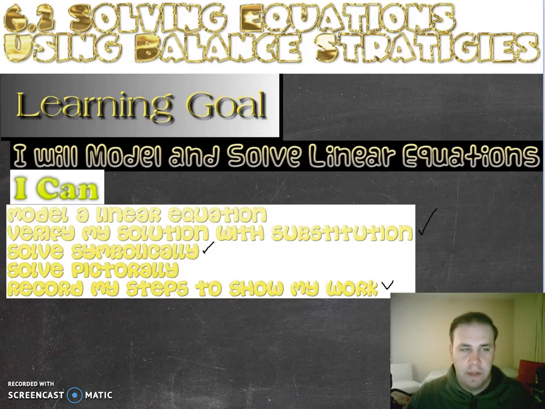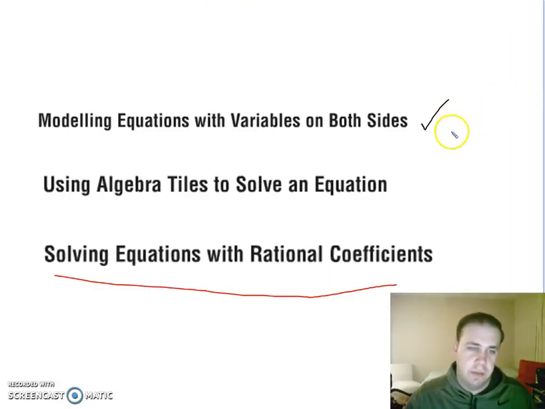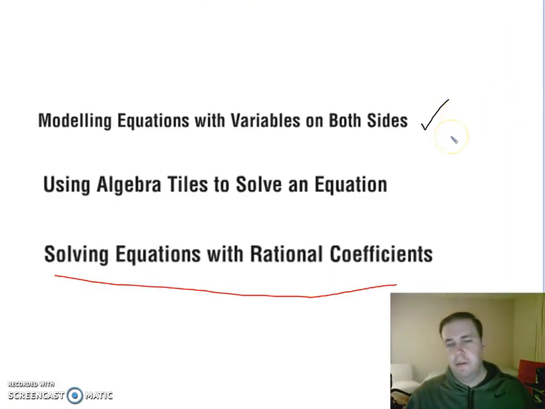Okay, so we talked about in part 1 two types of ways to solve equations using balanced strategies. Modeling equations with variables on both sides, whether it's a pan scale, a pictorial diagram, or just symbolic form, using algebra tiles, it's all pictorial. And then solving equations with rational coefficients. Key word here is rational. Rational just means it's a fraction. So instead of something like 3x, you're going to have x over 3.